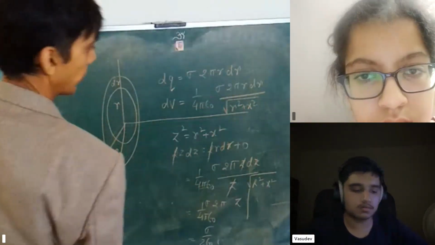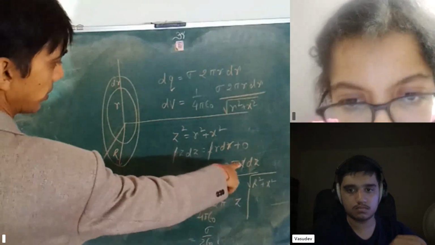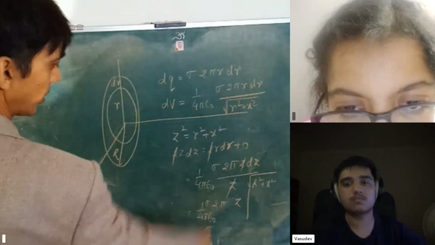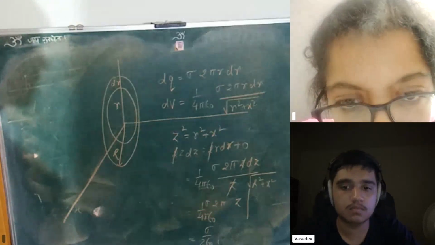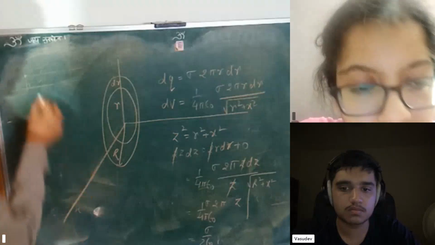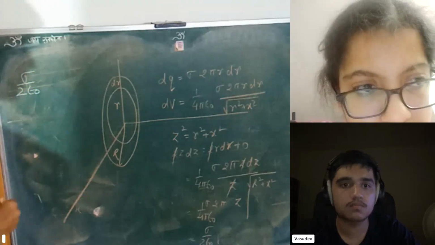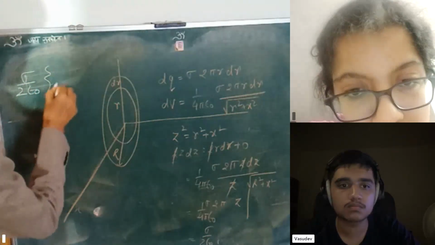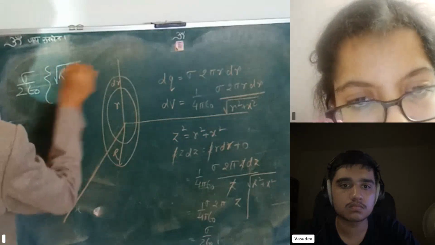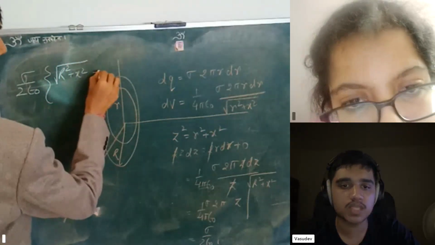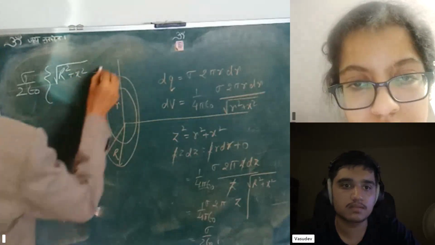Potential is what we were calculating right here. The potential over here, we have taken dz, from here we are getting z, right? Yes, sir. I'm writing over here again: sigma divided by twice pi epsilon naught, bracket open, square root of R square plus x square, minus x.